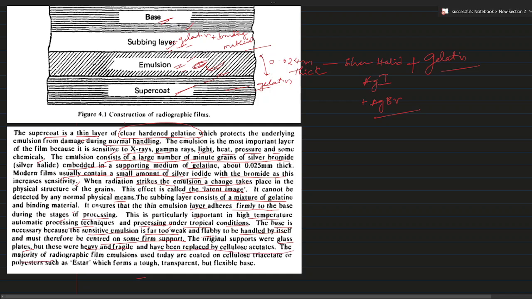The original supports were glass plates, but these were heavy and fragile and have been replaced by cellulose acetate. The majority of radiographic film emulsions used today are coated on cellulose triacetate or polyester, which forms a tough, transparent but flexible base. You understand, right? Initially this base was glass, but they removed it since it is fragile, and now they changed it to cellulose triacetate. Why? To get flexibility.